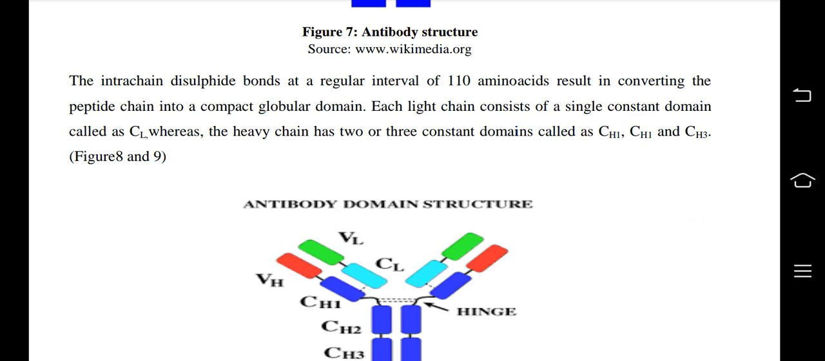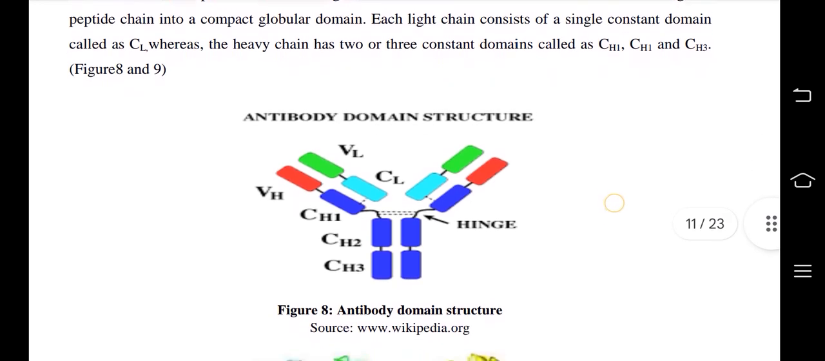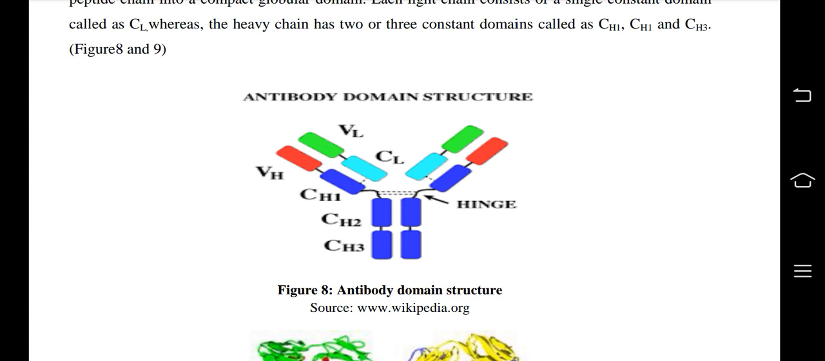The intra-chain disulfide bonds at a regular interval of 110 amino acids result in converting the peptide chain into a compact globular domain. Each light chain consists of a single constant domain called the CL, whereas the heavy chain has 2 or 3 constant domains called CH1, CH2 and CH3. Antibody domain structure: variable heavy, variable light, CH1, CH2, CH3, CL, hinge region.